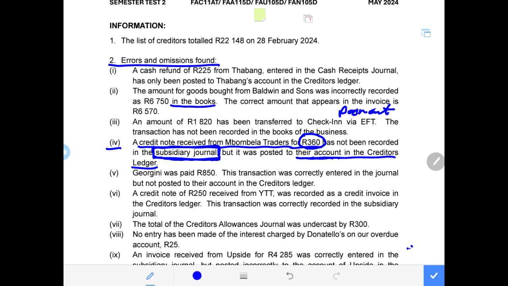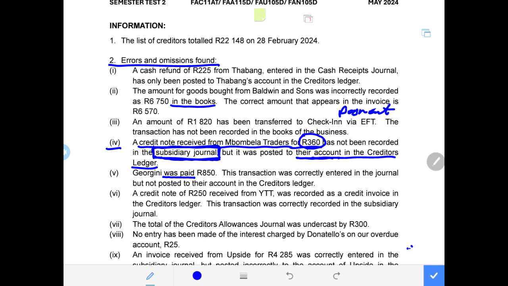Then we come to number 5. Number 5 says Georgina was paid. If we pay, we know, brethren, that we pay in the cash payment journal. So now this is a CPJ item, and when we pay our creditor in the cash payment journal, the creditors decrease on the debit side. Be it the list of creditors or be it under creditors control, when we pay our creditors, we expect them to decrease on the debit side.